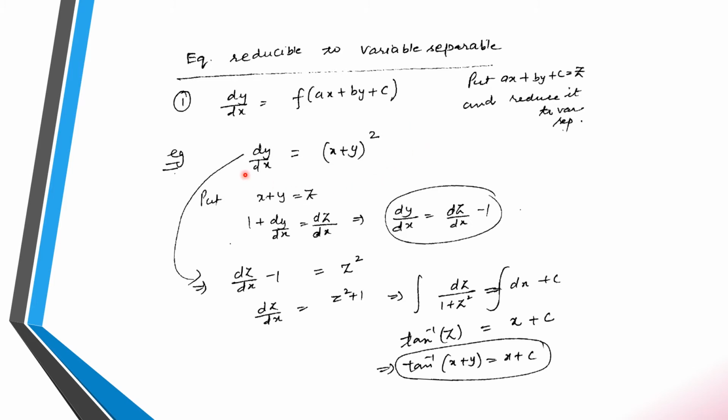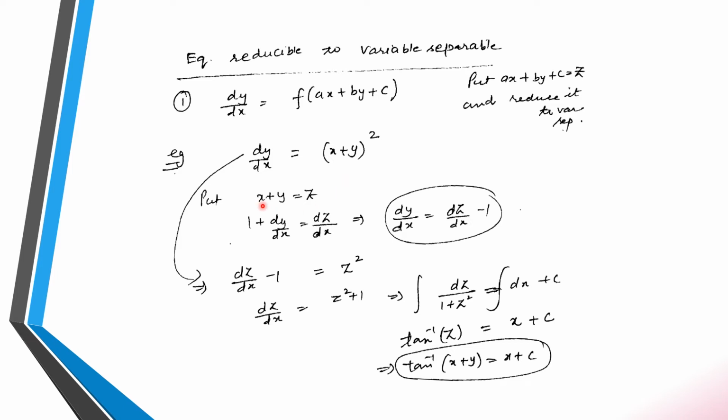Now for example, if dy by dx is equal to (x plus y) whole square. In this case we cannot separate the variables x and y. So we put this inside factor x plus y to be z. To solve this differential equation we have to transform this equation into z and x variables. We have to eliminate y, basically.